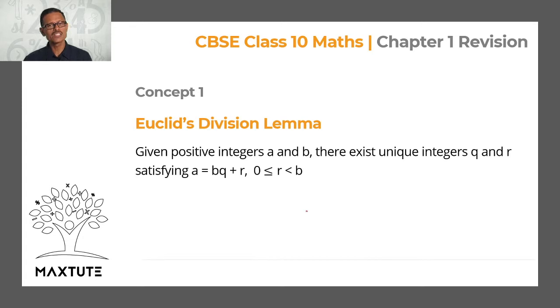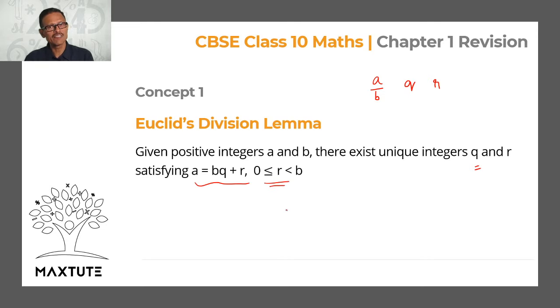This is Euclid's Division Lemma. The concept goes this way. Given positive integers a and b, there exist unique integers q and r satisfying this condition: a equals bq plus r. Essentially, we take an a divided by b, we get a quotient which is equal to q and a remainder which is equal to r. So a can be expressed as b times q, divisor into quotient, plus the remainder. The most important thing is this condition.